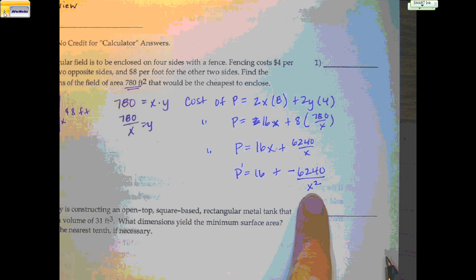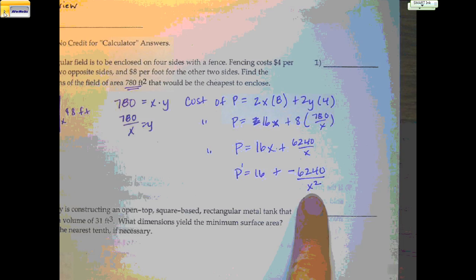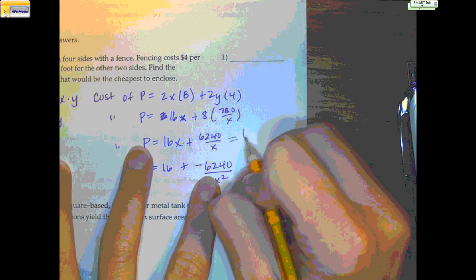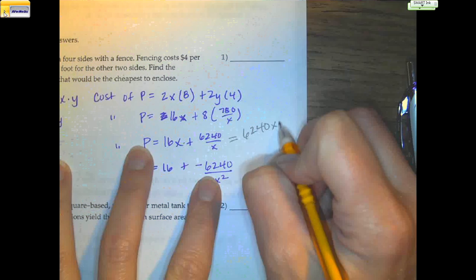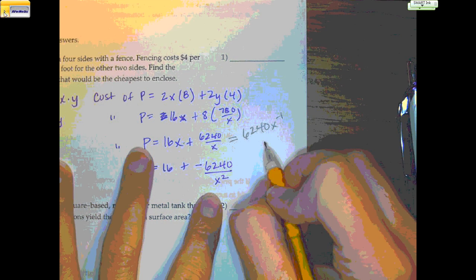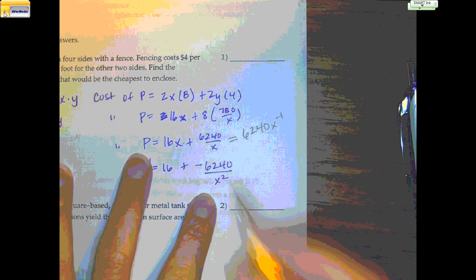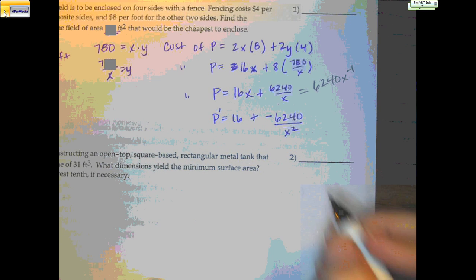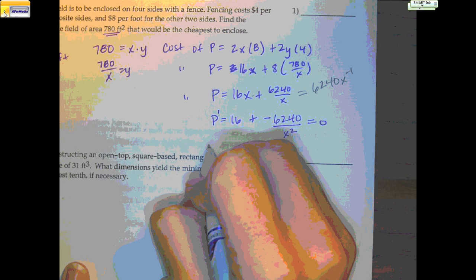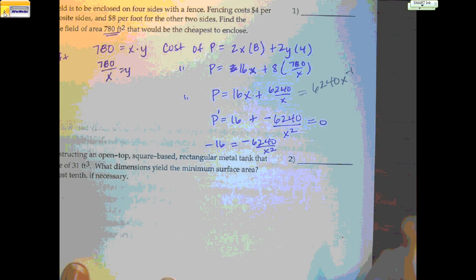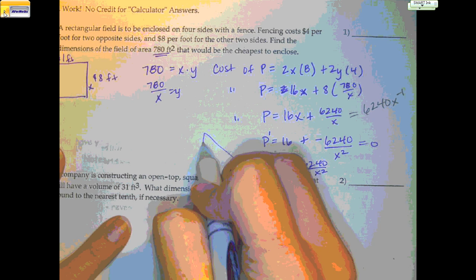So we see what happened? No. So this right here, in my head, I'm thinking that's like 6240 times x to the negative 1. And whenever you work out the derivative, this is what it looks like. Now what do we do? Set equal to 0. So I wind up with negative 16 equals negative 6240 over x squared. I've run out of space, sorry.